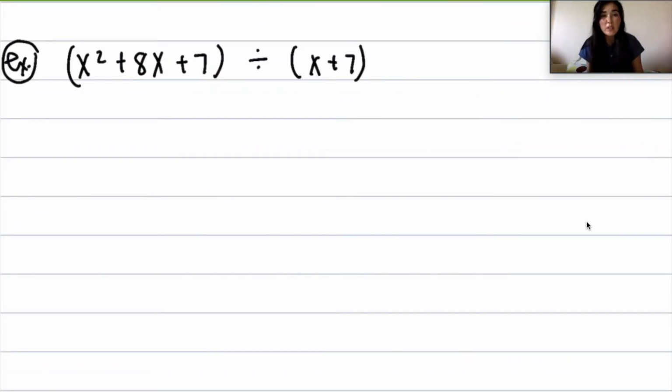All right, guys, if you want to try another one on your own, here is one that you can. I'm going to tell you that this one is going to divide evenly, but go ahead and see if that idea makes sense.